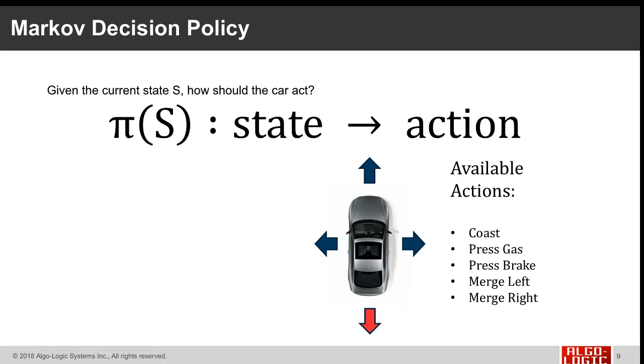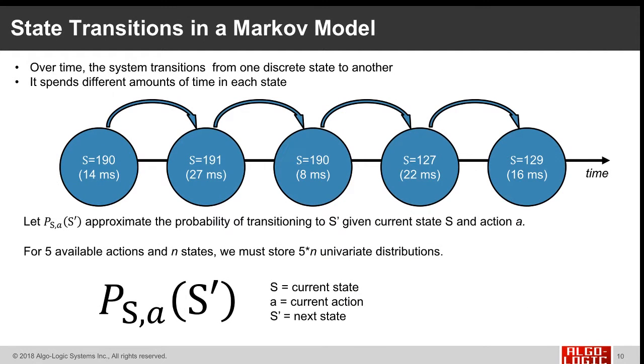And then for the actions, what do you do given the states that you're in? Actions would be to coast, just keep going the same speed you're going. You could accelerate by pressing the gas. You could brake to slow down. You can merge left or merge right. And so for typical highway driving, these are the decisions that your car would have to make in order to stay on the highway.